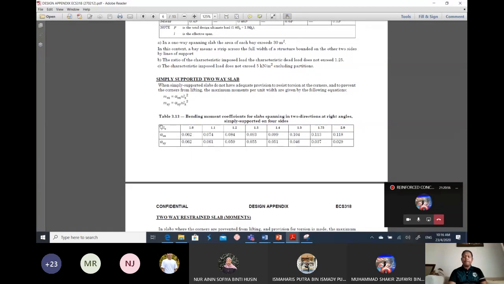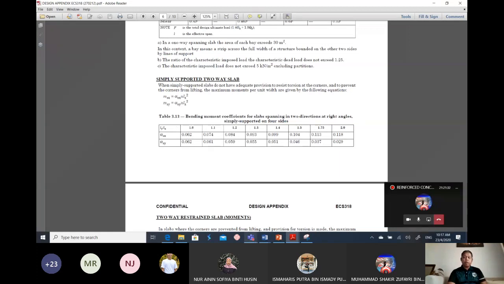So in my case here, you have to determine your Ly over Lx. Our Ly over Lx is equal to 1.6. It is in between 1.5 and 1.75. So the value for alpha SX is in between 0.104 and 0.113. So what you have to do is an interpolation to get the actual value for alpha SX at Ly over Lx equal to 1.6. You have to do it for both.